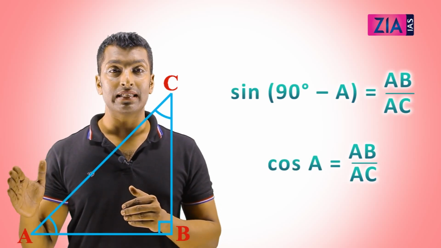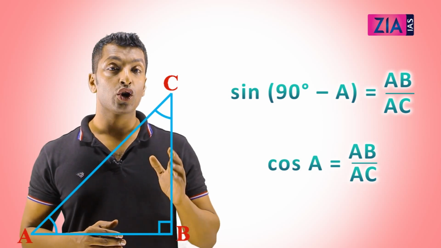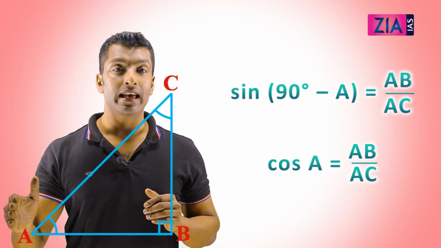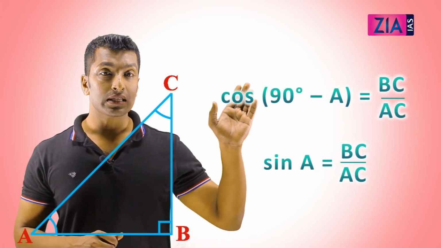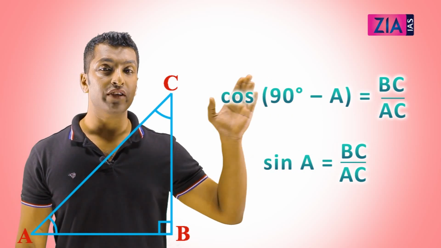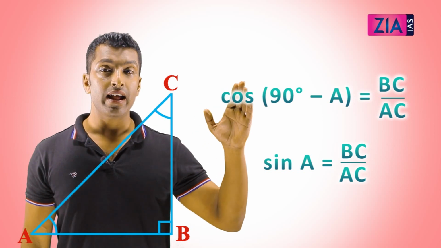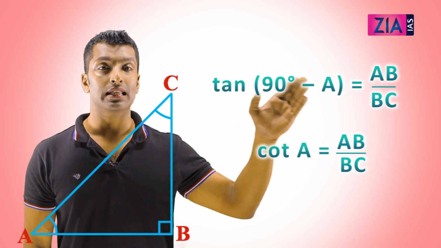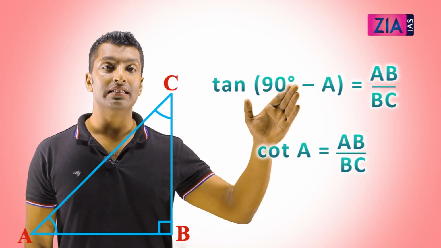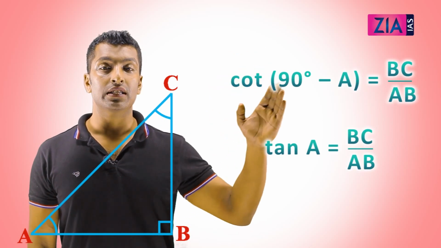When you compare, you can see sin(90 minus A) is equal to AB divided by AC, which is cos A. Similarly, cos(90 minus A) is equal to BC divided by AC, which is equal to sin A. In the same way, tan(90 minus A) is equal to AB divided by BC, which is nothing but cot A. Now cot(90 minus A) is BC divided by AB, which is equal to tan A.